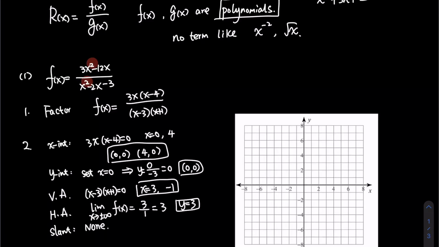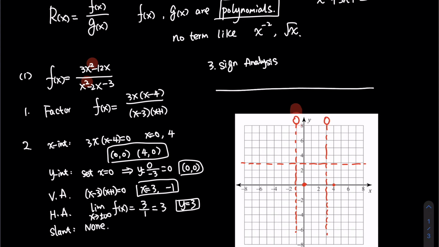Last step, we need to do the sign analysis. X-intercepts (0, 0), (4, 0). Y-intercept (0, 0). And x equals 3, and x equals negative 1. Horizontal asymptote y equals 3. We have two vertical asymptotes. So these two vertical lines divide this whole xy plane into 3 pieces. So we are going to have 3 branches. Now we are going to use sign analysis. So this is the x-axis. We have negative 1 and we have positive 3.